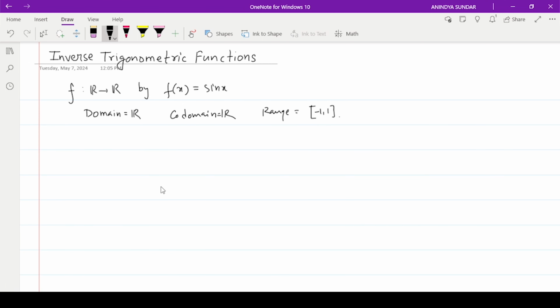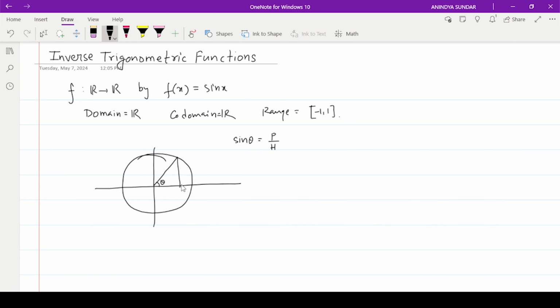So how has this sine evolved? Sine is a circular function, and it has come from this particular circle, the unit circle. If I try to recall, why is the domain R? Because for a particular angle, say theta, sine is defined. What is the definition of sine? Sine of theta is basically perpendicular by hypotenuse.